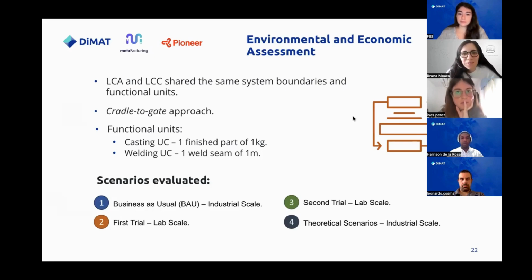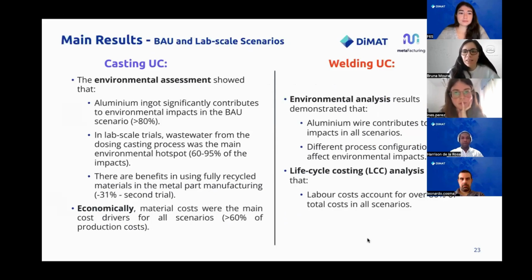So if we go to the next slide, we can see just a brief of the main results that we achieved until now, until this stage. So for the casting use case regarding the environmental assessment, this study showed that the aluminum ingots significantly contribute to the environmental impacts in the business as usual scenario, accounting for more than 80% of the impacts. And in the lab trials, we had that wastewater was the main hotspot in this process because it operates in an open loop. So that's why.